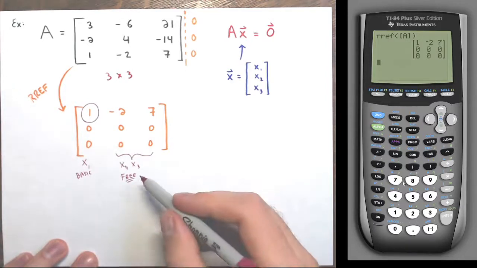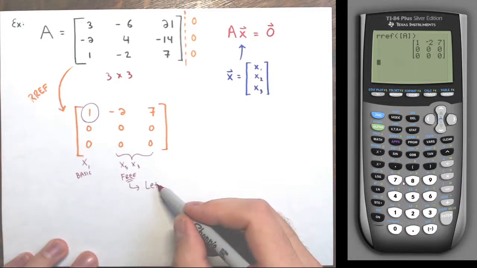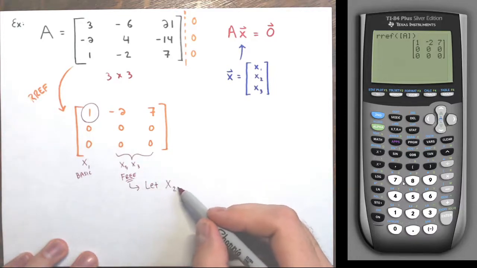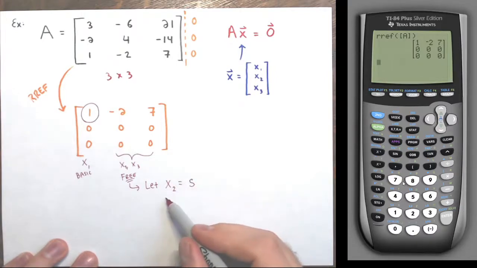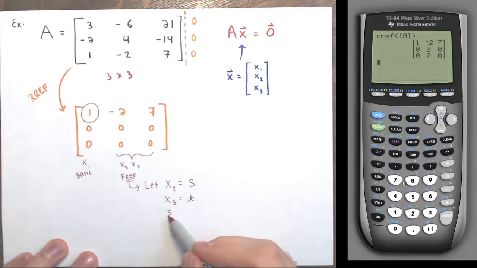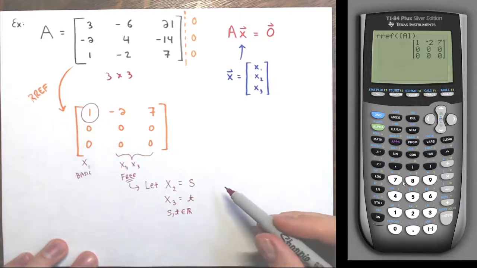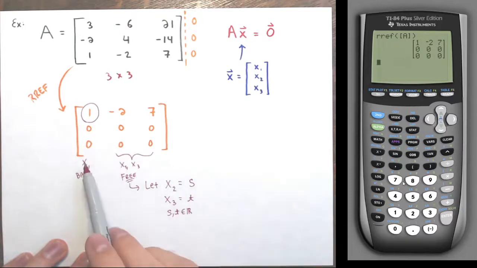As I've been doing with the free variables, I'm going to replace those with some other parameters. So I'm going to replace x2 again with s, and x3 again with t, where s and t are just any real number I want. These can be anything I want. These are the free variables, s and t. And once I replace these with anything I want, then x1 can be found. You can't just replace all three of them with anything you want.